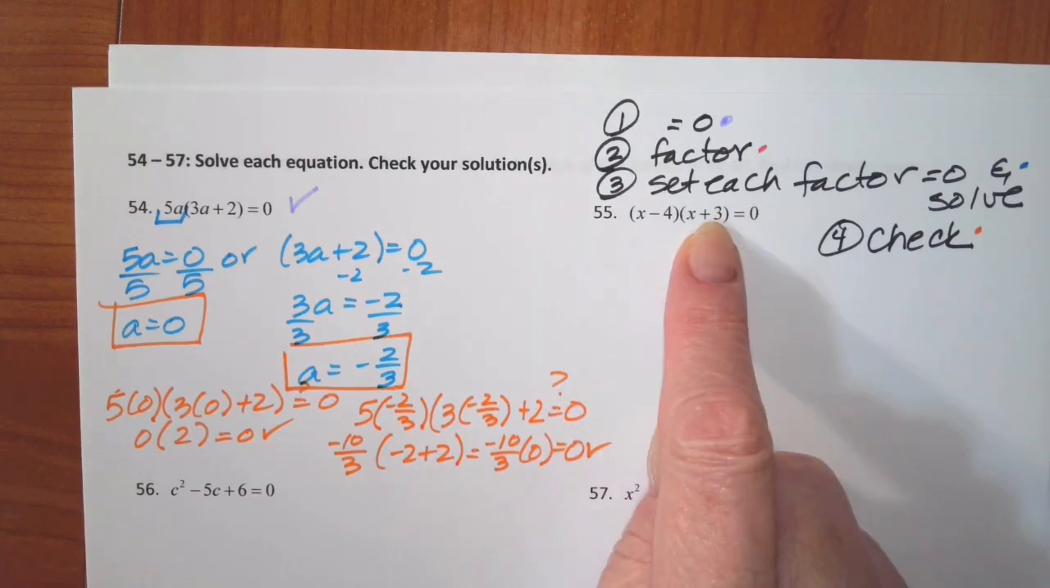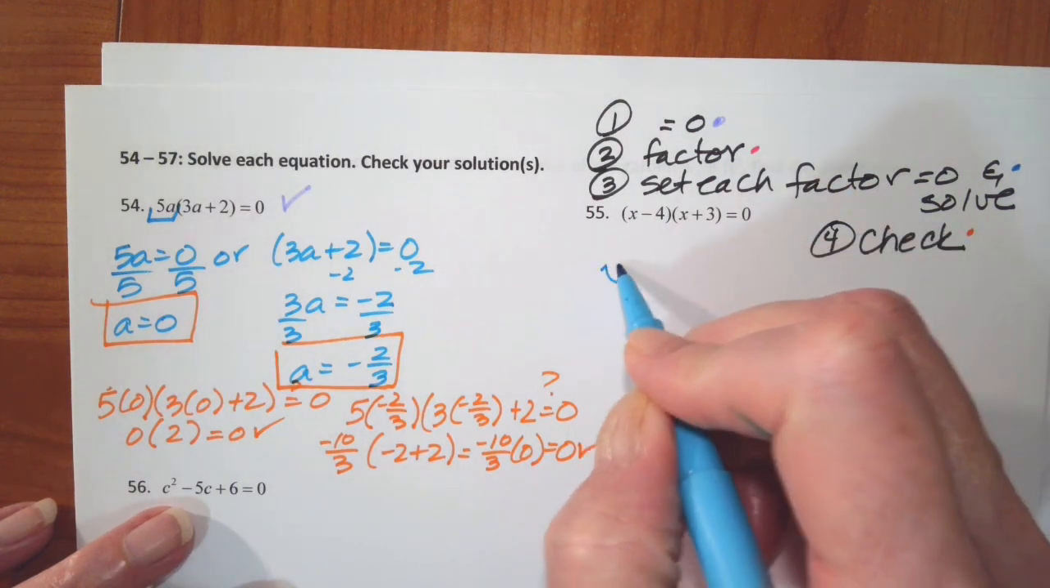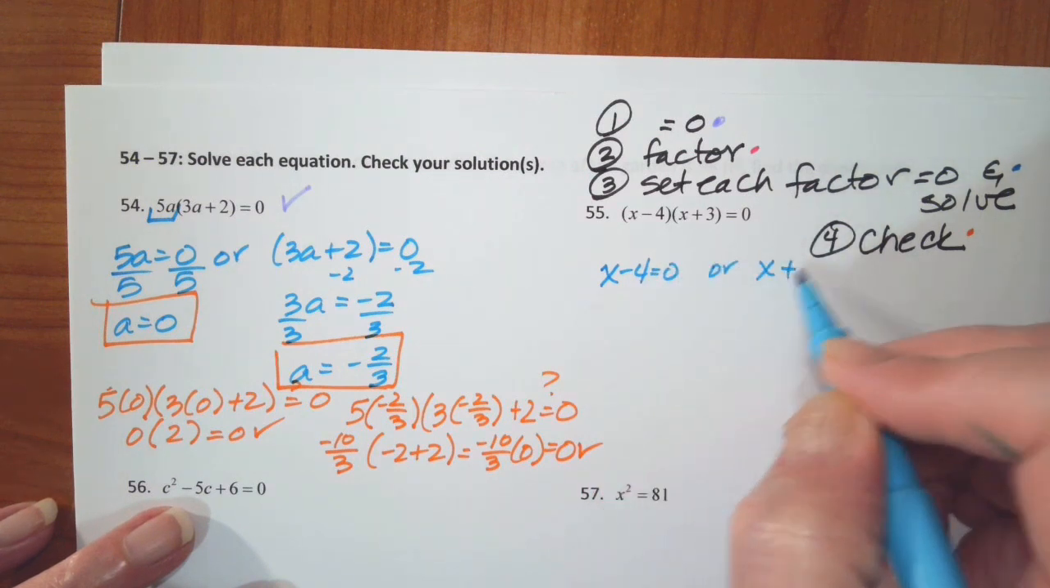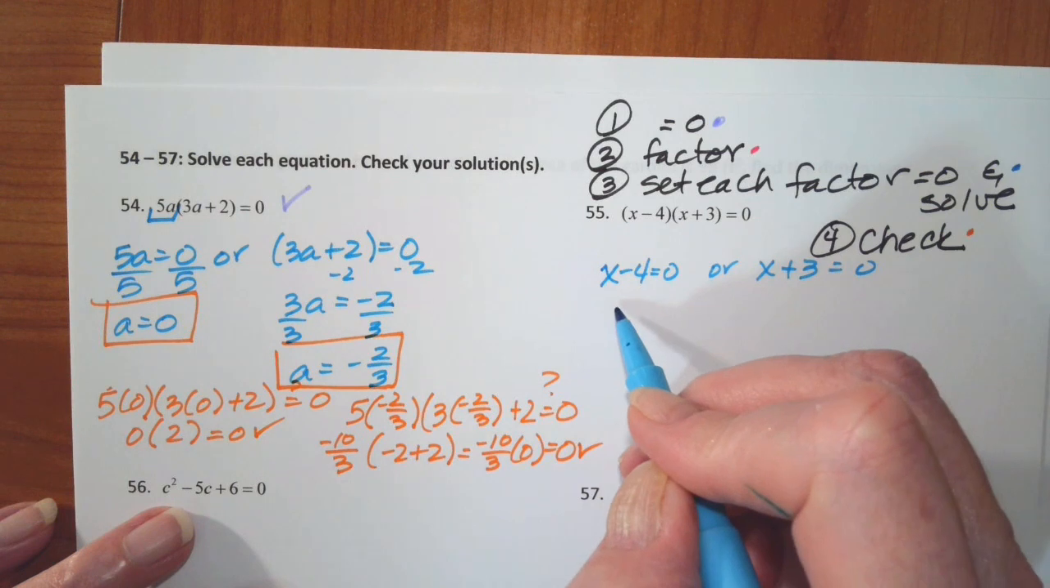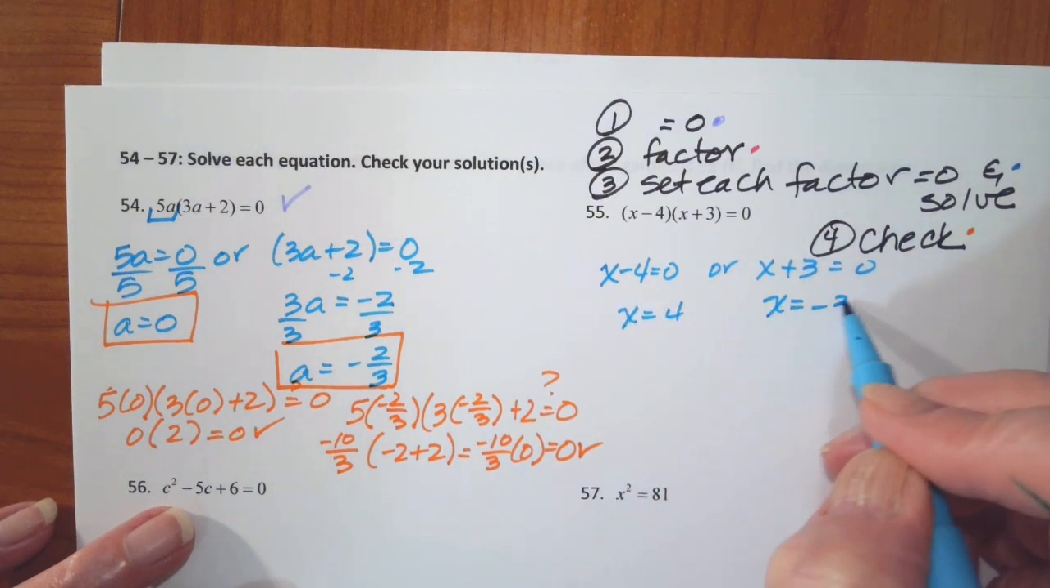Okay, if I have x minus 4 times x plus 3 equals 0, okay, it's equal to 0, it's factored, so let's set each factor equal to 0. So x minus 4 equals 0, or x plus 3 equals 0. So here x equals 4, or x equals negative 3.